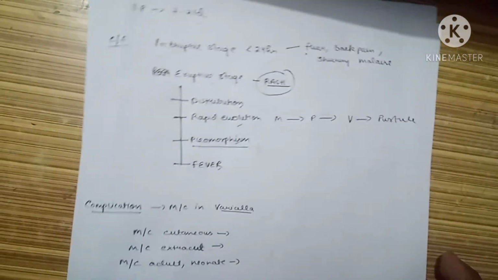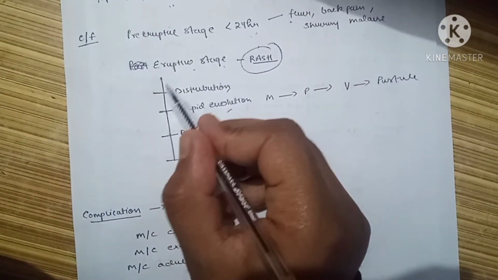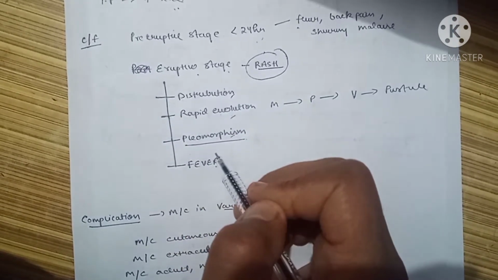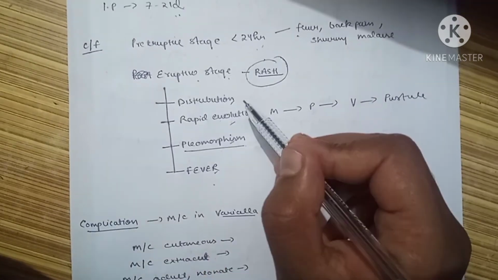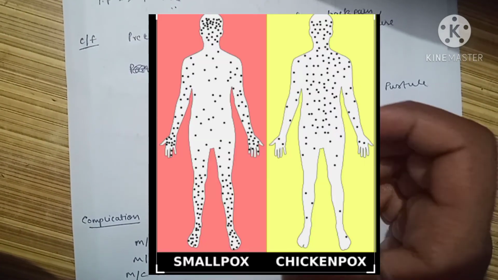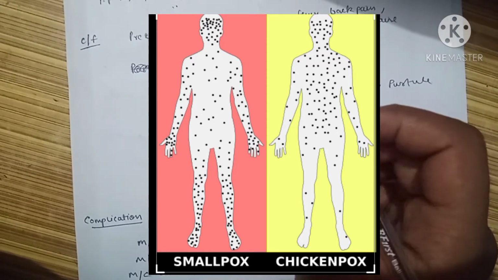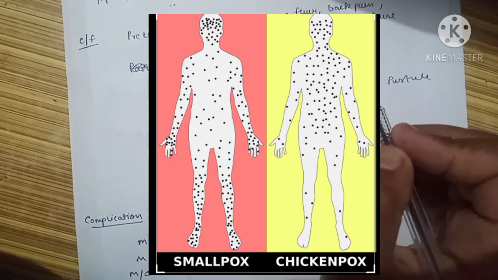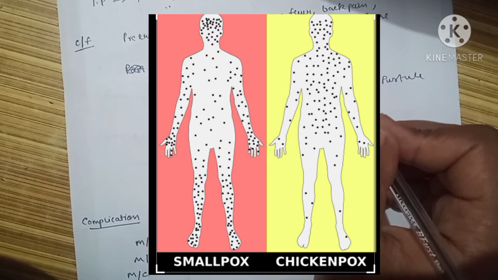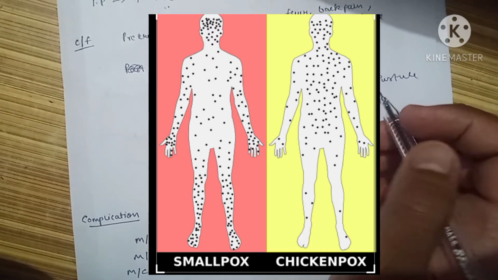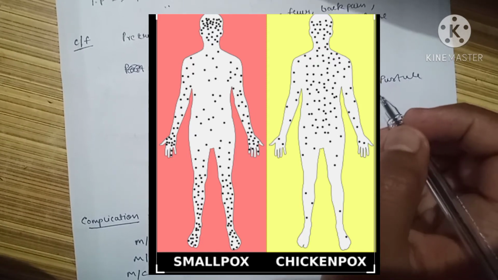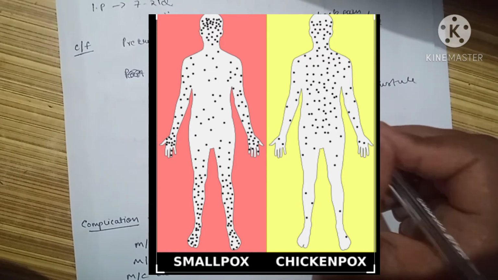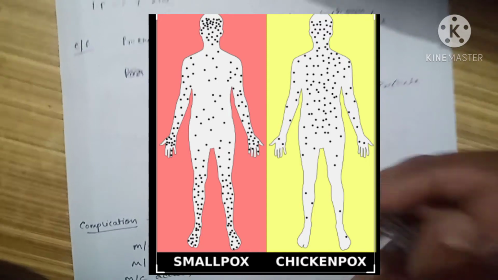And this is the most important part we need to remember. The four things we need to remember about rash are its distribution, its evolution, its pleomorphism, and relation with fever. Let's see the diagram for distribution. As you are watching in this photo, compared to the case of smallpox, the chickenpox lesions, that is the rashes, are more concentrated towards the trunk region, meaning the chest and the thoracic part, and less over the peripheries, and these are rarely found over the soles and the palms, contrary to the case of smallpox.